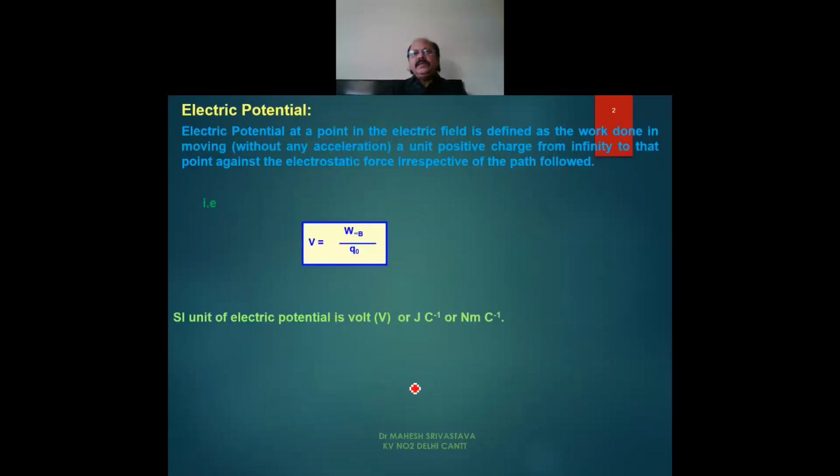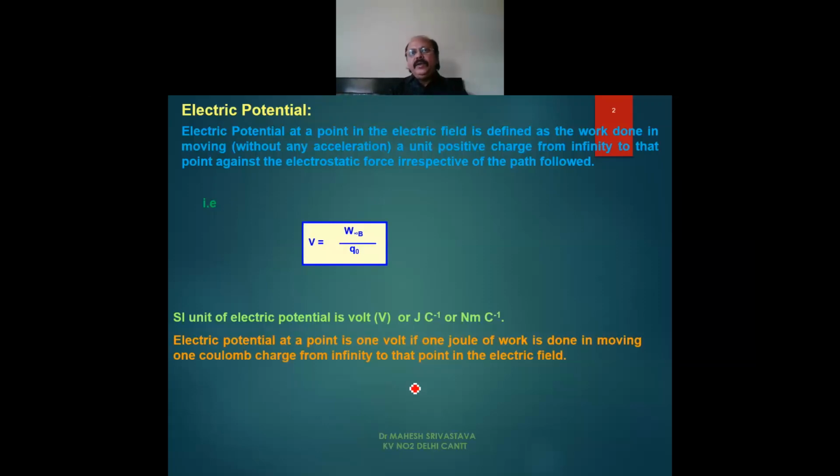positive charge from infinite to a point in the electrostatic field of another charge irrespective of the path followed by the unit positive test charge. That is called electric potential. That might be you have already studied in class 10th.